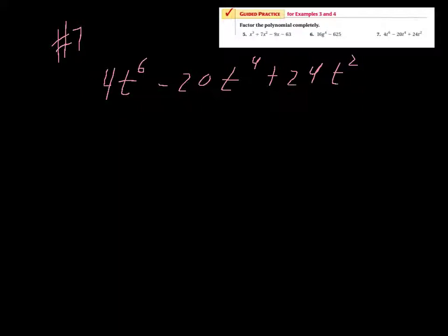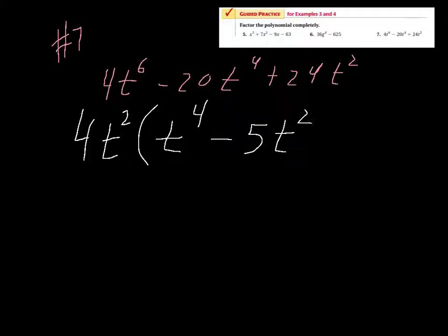Moving on to number 7. Looking at number 7, I can quickly see that I can factor out a monomial of 4 for a number and t squared for a variable, leaving us with 4t to the 6th. When I factor out a 4t squared, it gives me a t to the 4th. Negative 20t to the 4th, when I factor out a 4t squared, leaves me with a negative 5t squared. And positive 24t to the 2nd, factored out by 4t squared, leaves me with a positive 6.